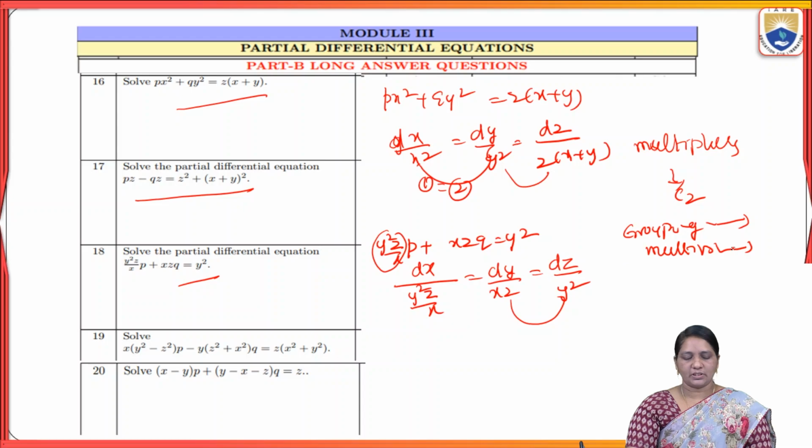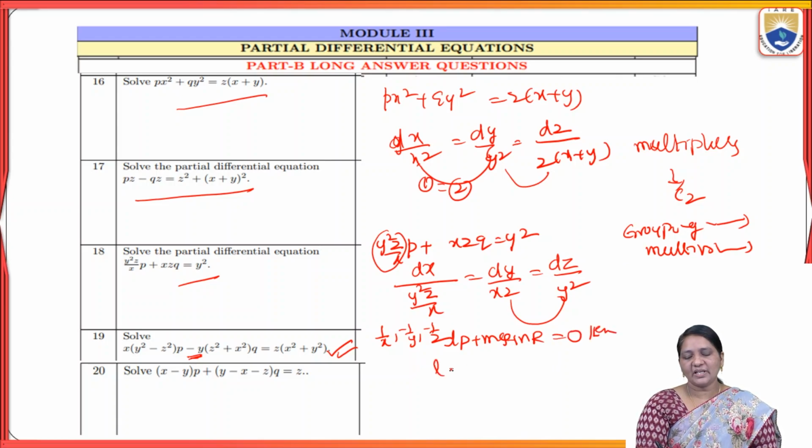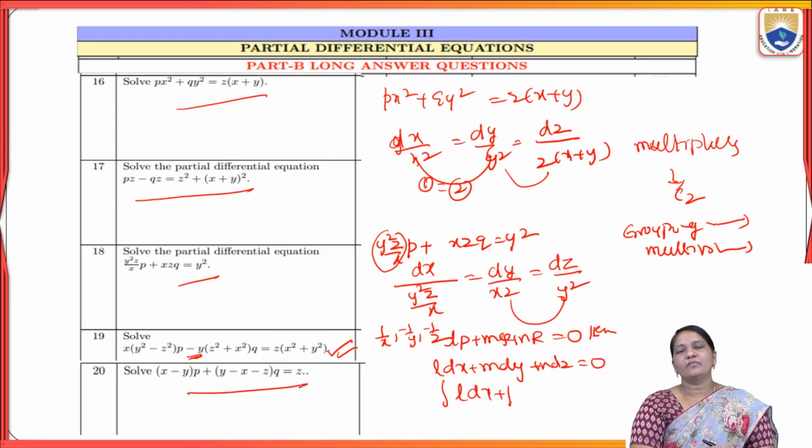use the multipliers method. So here also see the 19th question. Here there is no possibility to do the grouping method. We have to take the set of multipliers only. So for this we have to choose the set of multipliers as 1 by x, minus 1 by y and minus 1 by z. Then you can get L into P plus M into Q plus N into R should be 0. Then directly we can take L into dx plus M into dy plus N into dz equal to 0. Then we can integrate the function to get the solution here. So this one also, in the same way, we have to use the multipliers method to get the solution.